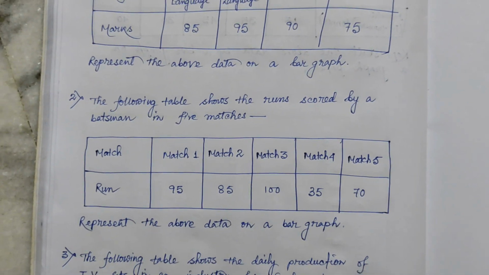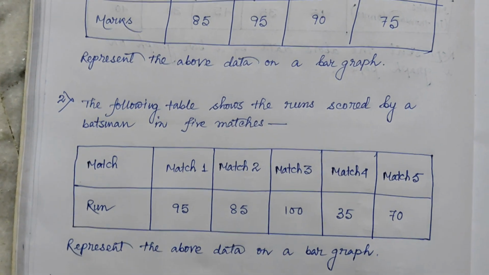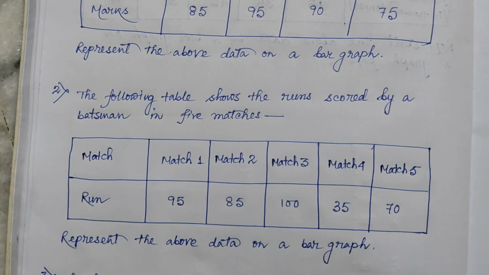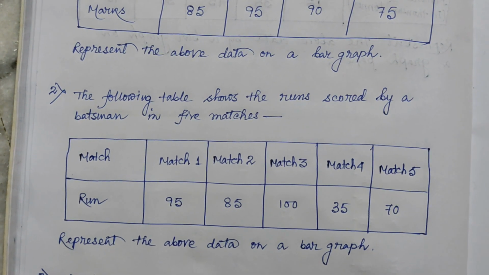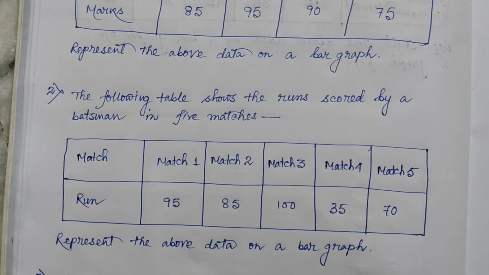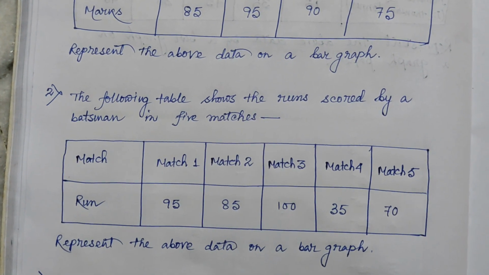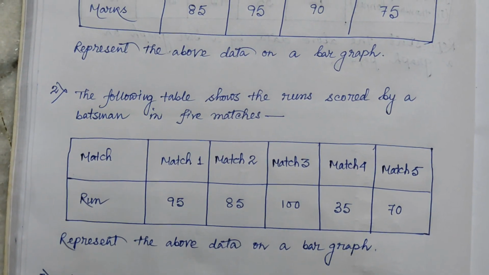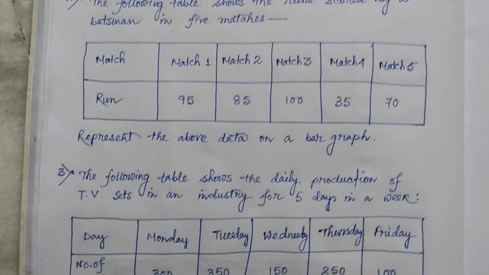Next, question number 2. The following table shows the runs scored by a batsman in 5 matches. Match 1 95, match 2 85, match 3 100, match 4 35, match 5 70. Represent the above data on a bar graph.